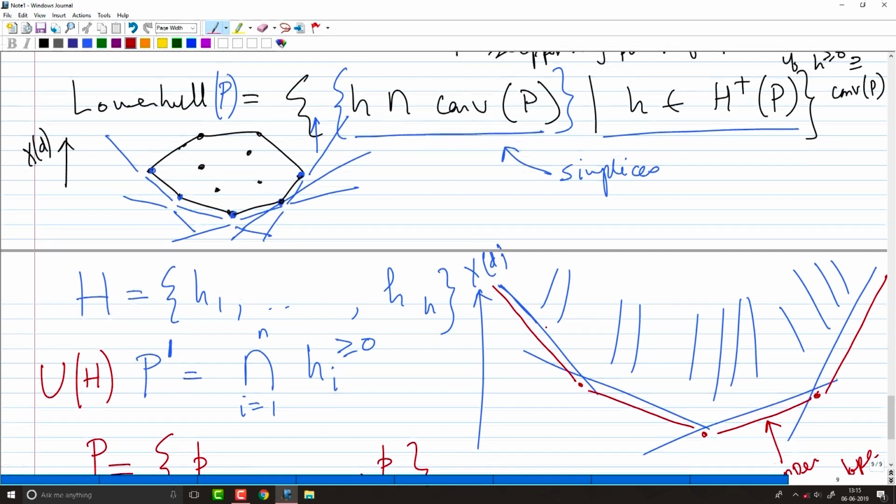I have defined what the lower hull is, again assuming P is in general position, just to make our lives simpler. You can do it for the more general case also, but let us say P is in general position. So the proper faces of the convex hull form a simplicial complex. The lower hull is a particular simplicial complex that lies on the lower side of this convex hull.